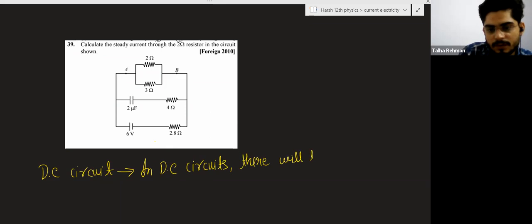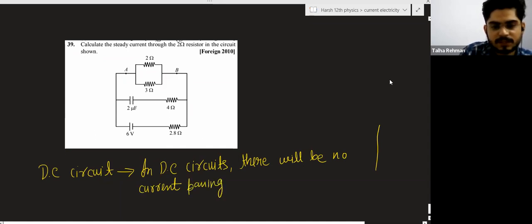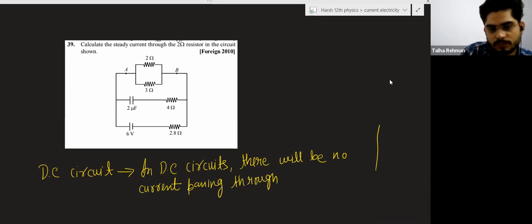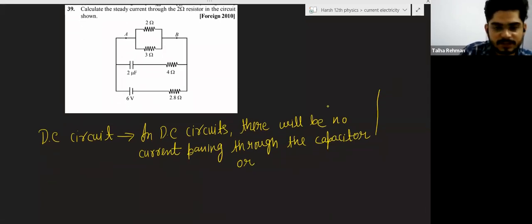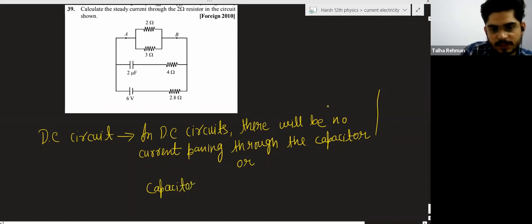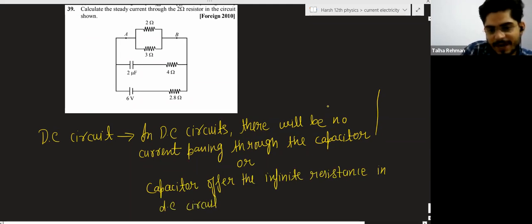There will be no current passing through the capacitor, or you can write that the capacitor offers infinite resistance in DC circuits.